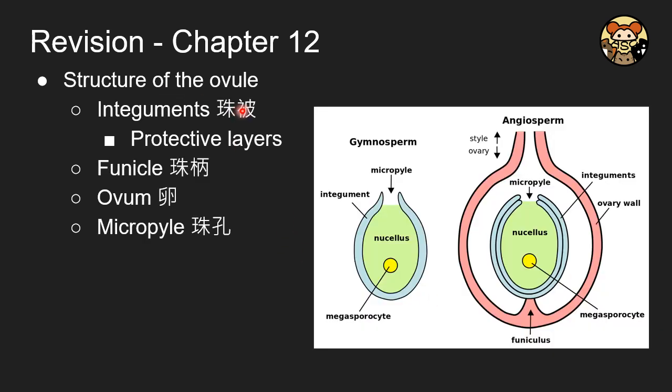And as for the structure of the ovule, it contains the integument, funicle, ovum, and also the micropyle. And if you really want to know more, which you are not required to, I would suggest you have other readings, because the DSE biology requirement no longer requires a very in-depth understanding of this structure.